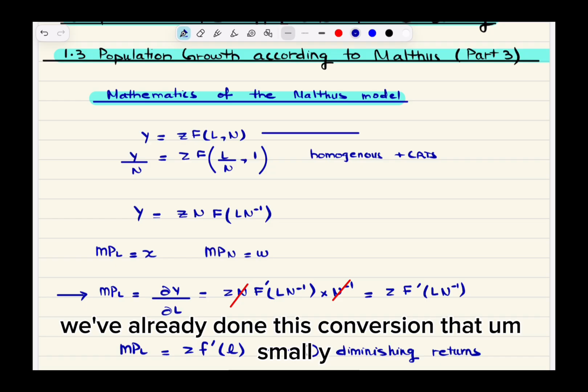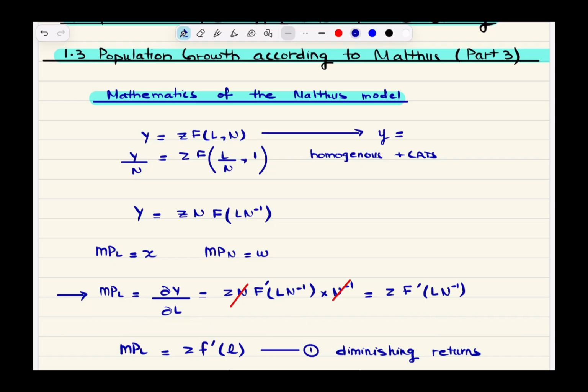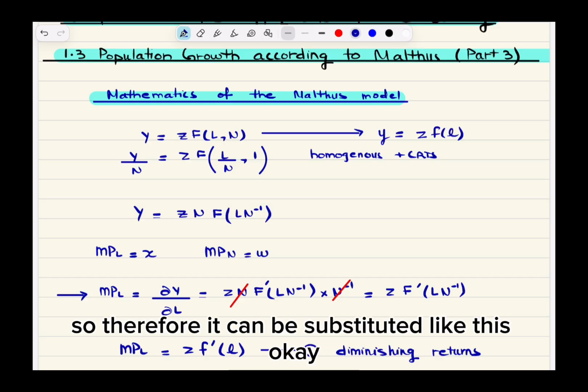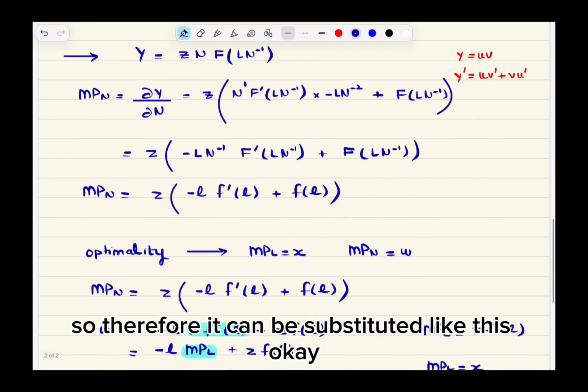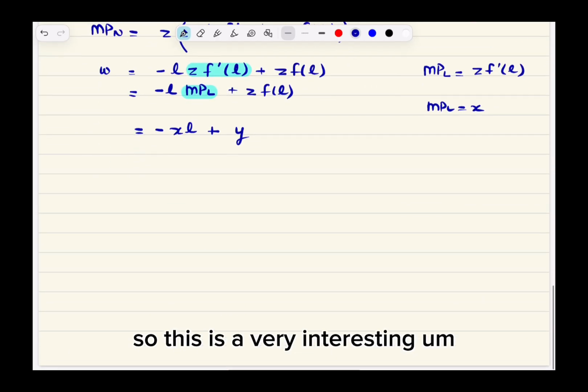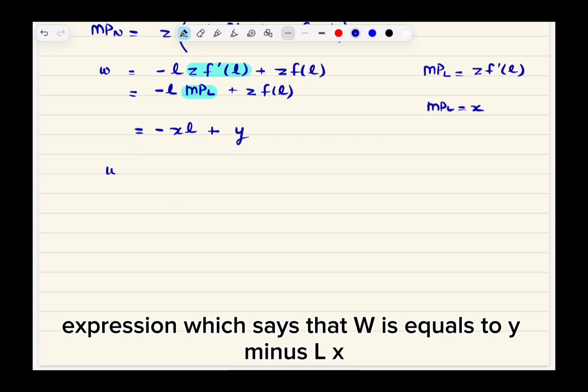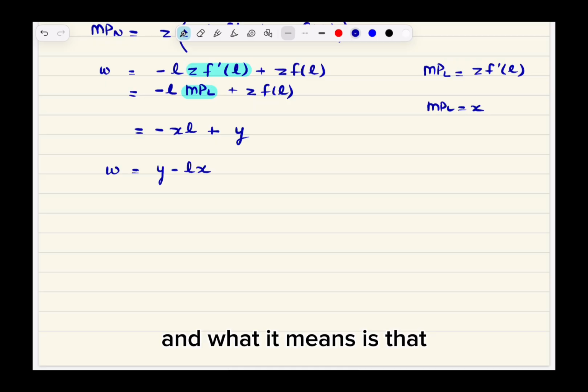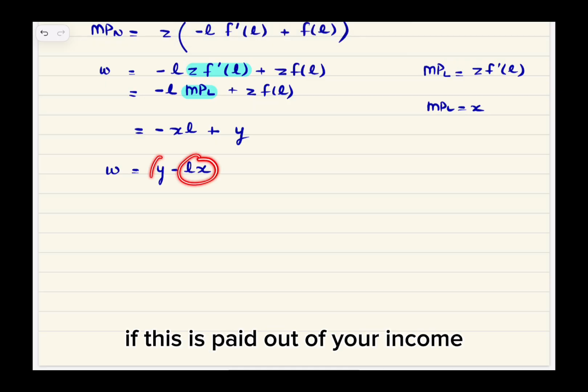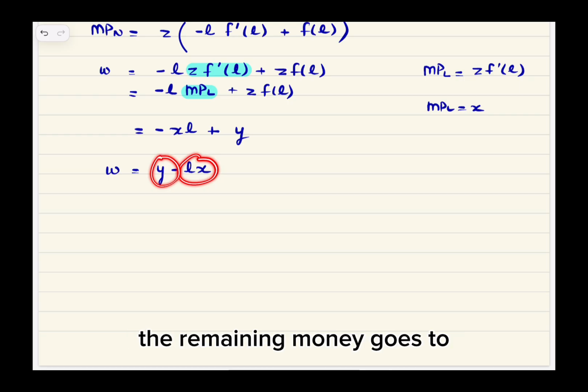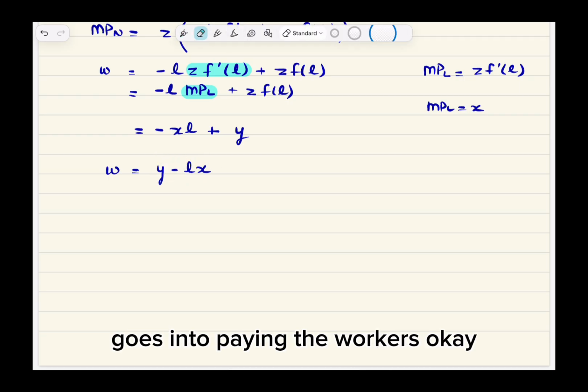We've already done this conversion, that small y is z f small l. So therefore it can be substituted like this. Okay, so this is a very interesting expression which says that w is equal to y minus lx. And what it means is that when the rent for land is paid, if this is paid out of your income, the remaining money goes into paying the workers.